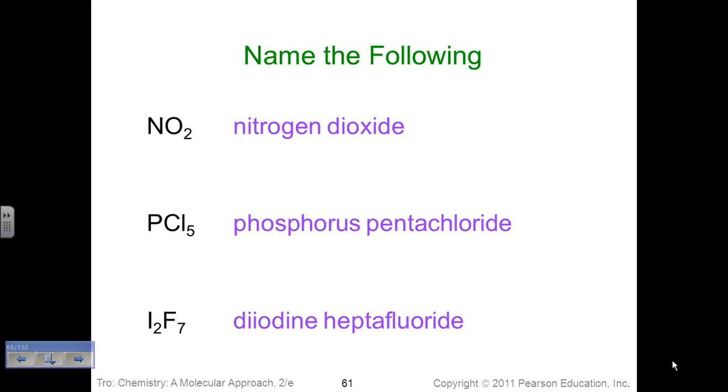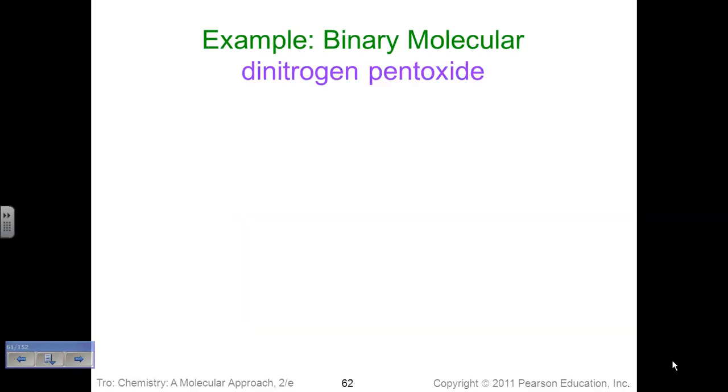Now the third example, I2F7. This one is a little weird in the fact that I have a double vowel. Well, actually, there's 3 vowels in a row. Diiodine, heptafluoride. But consider taking off any of those 3 vowels and the word just wouldn't sound correct. Diiodine tells me that the element iodine has a subscript 2. Heptafluoride tells me that there are 7 fluorines. So in this case, all those vowels must be kept just so the word sounds better.